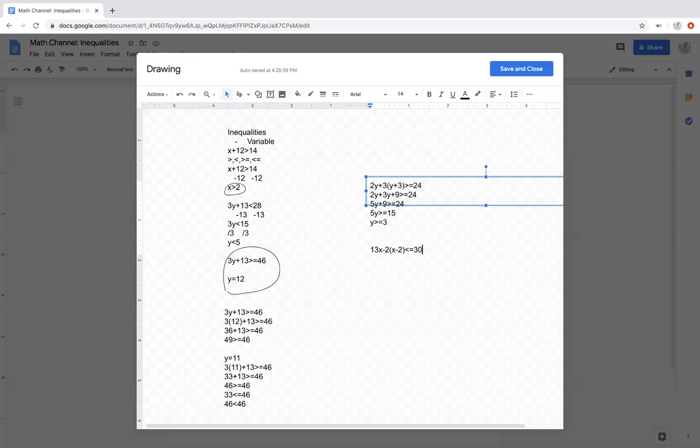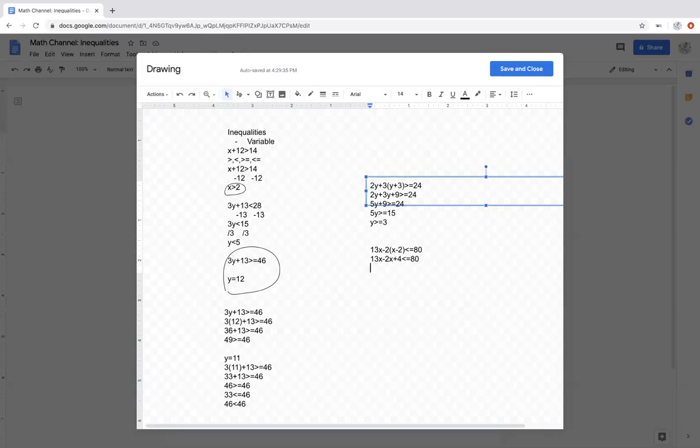Now let's try to solve this problem. No, sorry, not 30, 80. Let's try to solve this. Well, 13x minus 2 parentheses x minus 2. So here it's minus 2 times x, and you would get minus 2x, and minus 2 times minus 2, as I mentioned in my previous video, would be positive 4, so you would get plus 4 is less than or equal to 80.